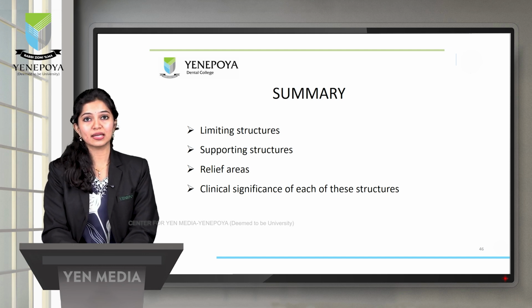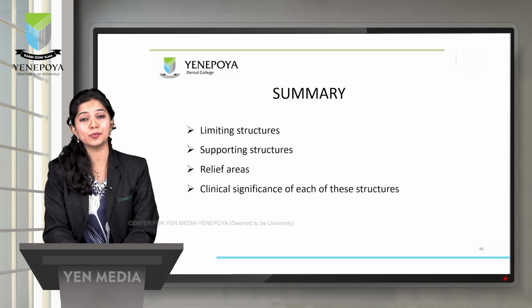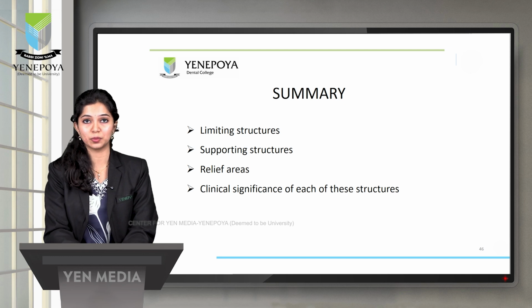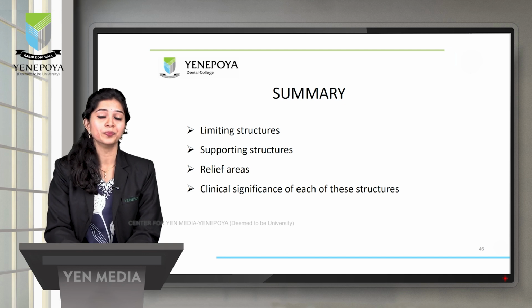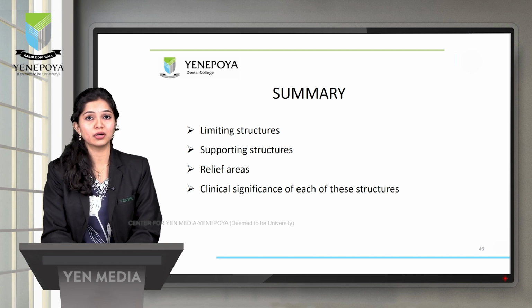Now relief areas, again we had 4 relief areas, and limiting structures we had around 7 to 8: all the frenums, all the buccal and labial vestibules, and the hamular notch, where your denture has to limit. So it is simple to understand that way. And we have talked about the clinical significance of each, particularly why not to give pressure, why to give pressure, what happens when you give too much pressure, and which structures to relieve and which structures to give support or give the stress.